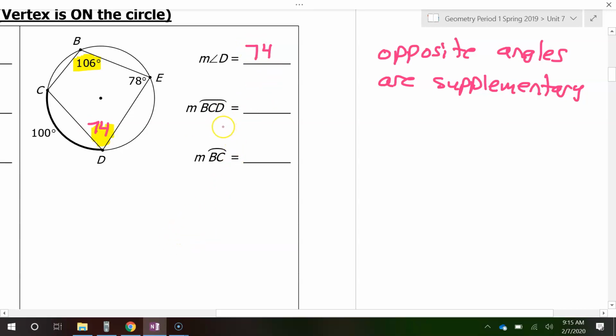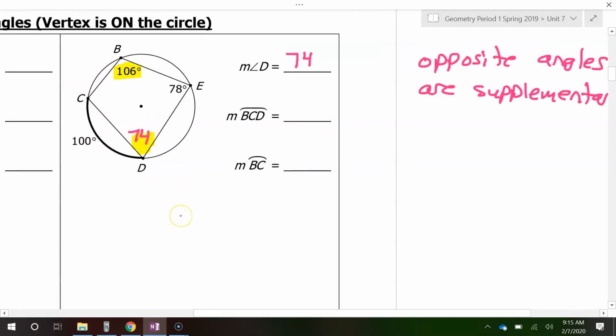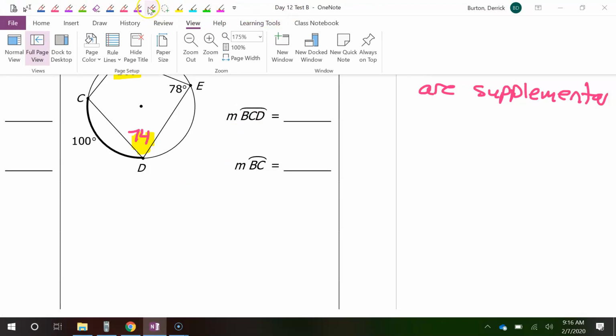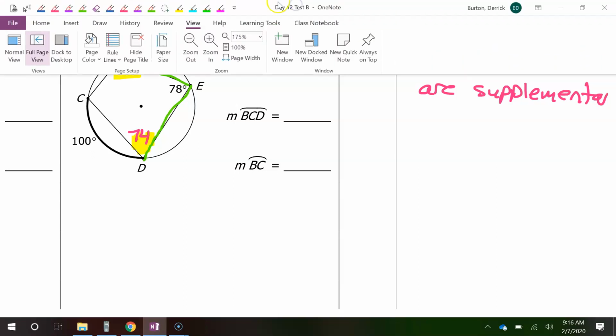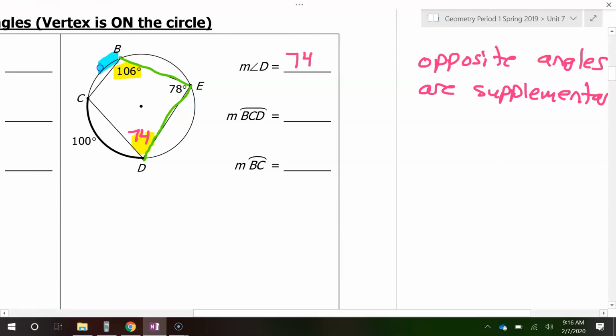So let's see. Next, they want to know what the measure of arc BCD is. Okay, BCD goes around like this. All right, so I'm going to have to do this in 2 steps. They gave us this angle that I'm going to show in green. All right, they gave us this 78. Now, that 78, the intercepted arc is this arc that I'm putting in blue right now.